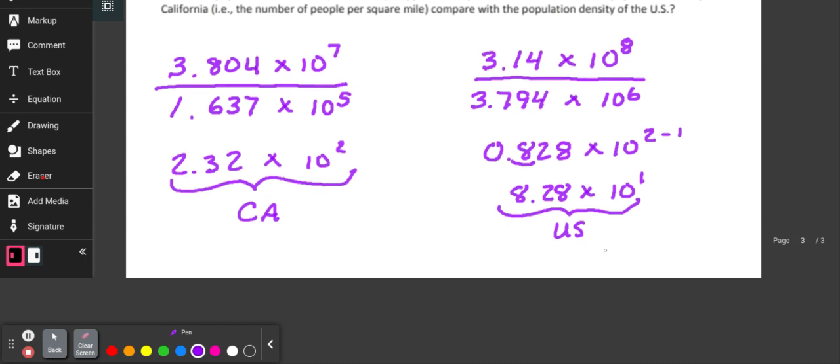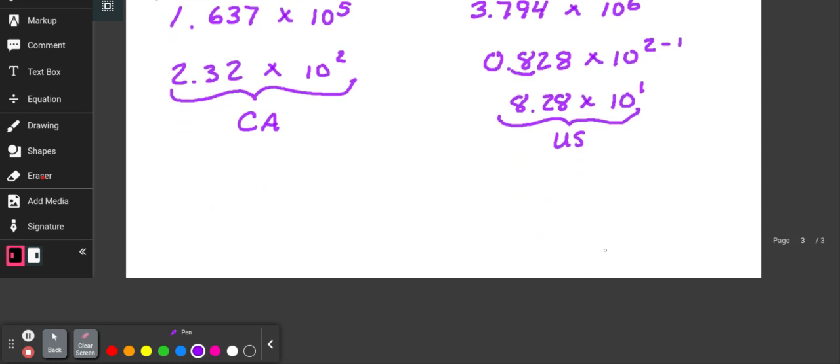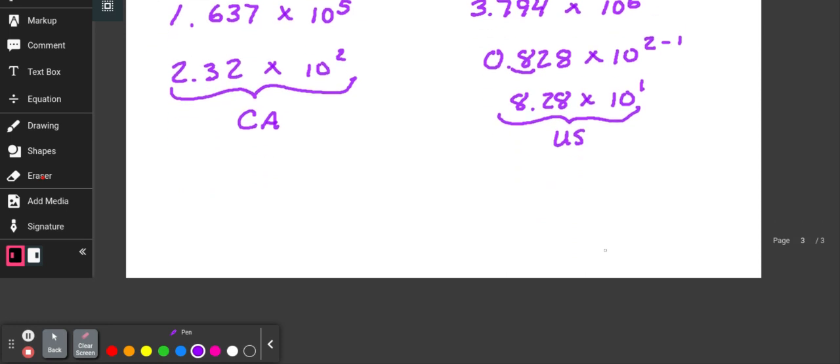Now, what they want me to do, sorry, got a little tongue tied there, is they actually want me to compare these. So if I put this into a real number here, 2.32 times 10 to the second power is actually 232 people per square mile. And the United States total is just going to be 82.8 people per square mile. So the population density of California is greater.